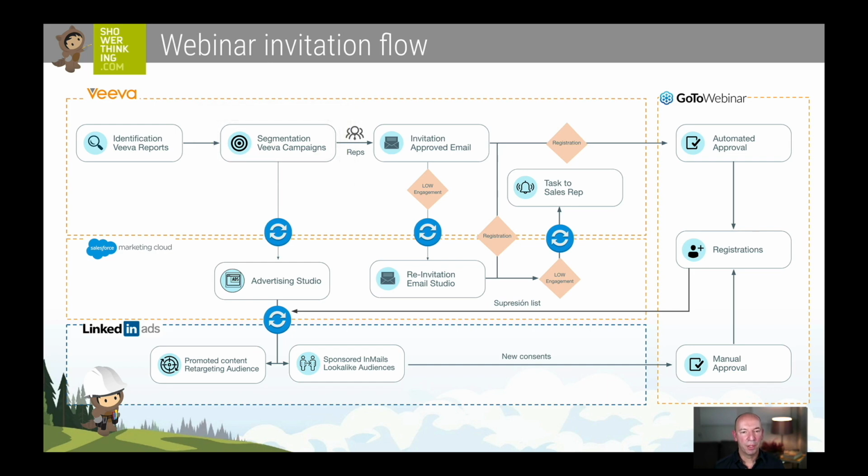The reps triggered the journey, launching a Veeva approved email invitation for the webinar, a journey that continues in Salesforce Marketing Cloud with a second email based on the level of engagement of the approved email. If finally the GP does not interact with any of these two communications, Salesforce Marketing Cloud launches a warning task to the rep in Veeva.